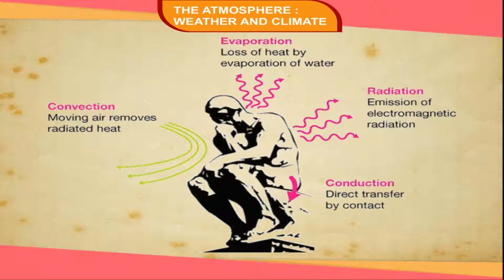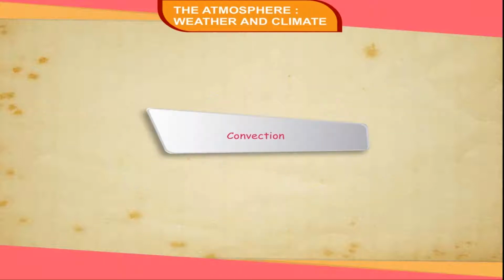Conduction. This is the transfer of heat through contact. A cooler body comes in contact with a warmer body and gets heated. When the lower layer of the atmosphere, which is in touch with the ground, comes in contact with the upper layer, the heat particles move from the lower to the upper layer. Thus, the atmosphere is heated gradually upwards.